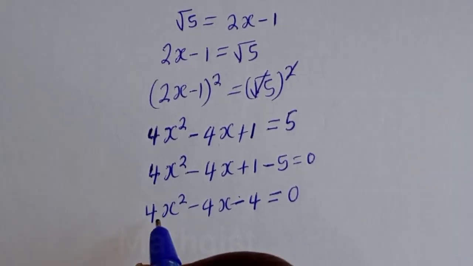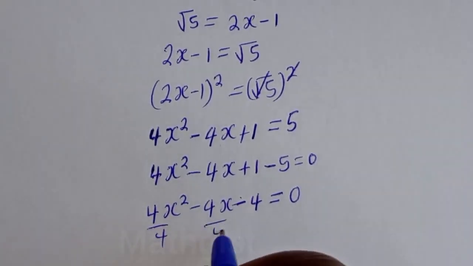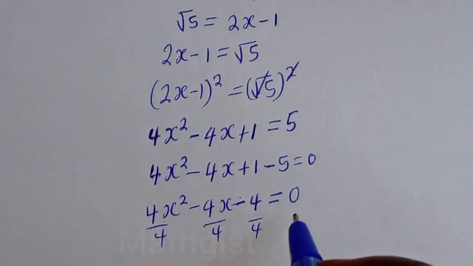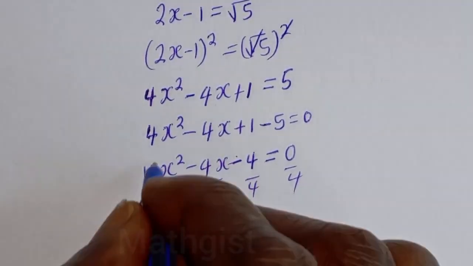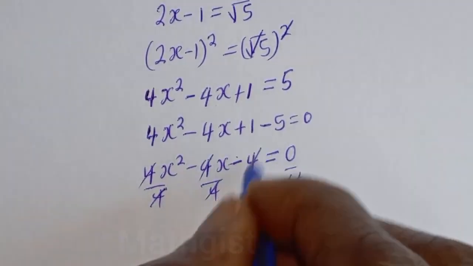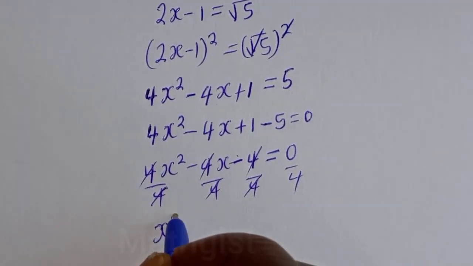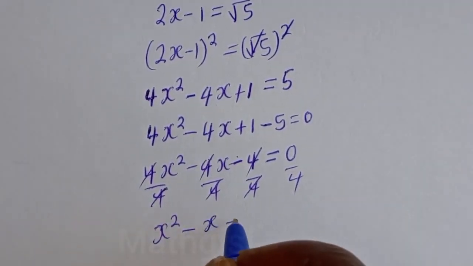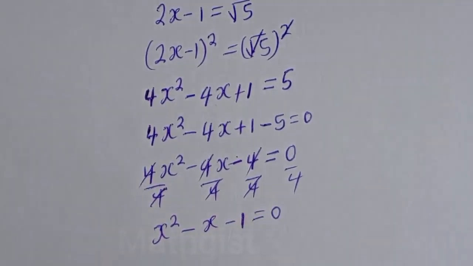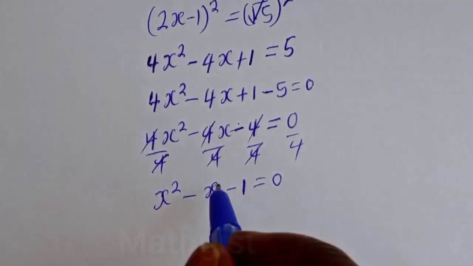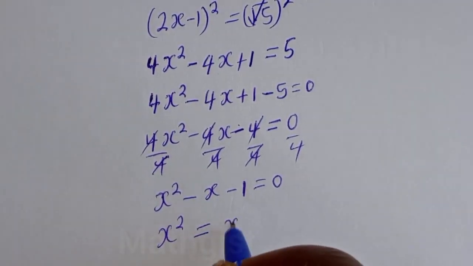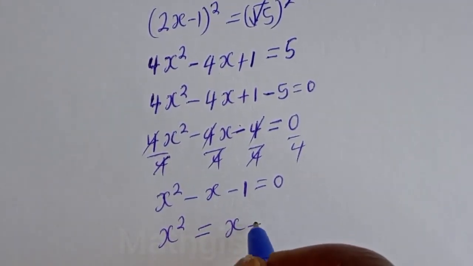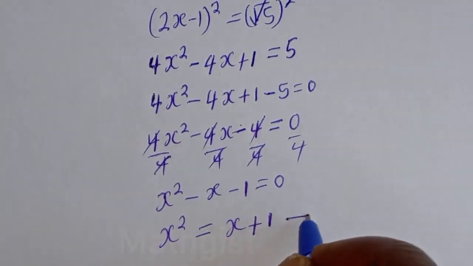Let's divide all through by 4. Divided by 4, divided by 4, divided by 4. This will cancel, this cancels, and this cancels. x squared minus x minus 1 is equal to 0. Now from here, x squared is equal to x plus 1. Let's call this equation star.